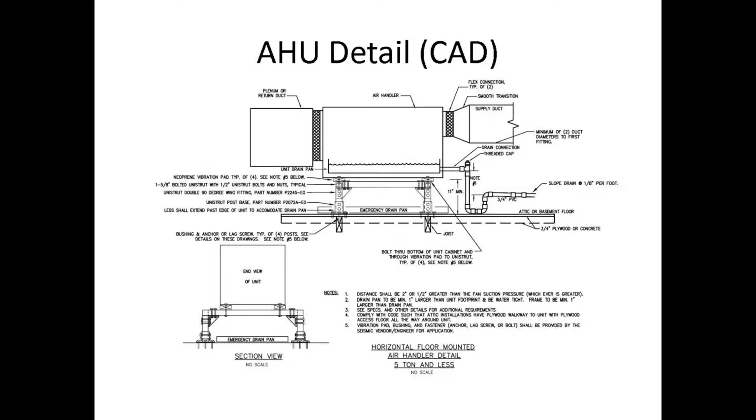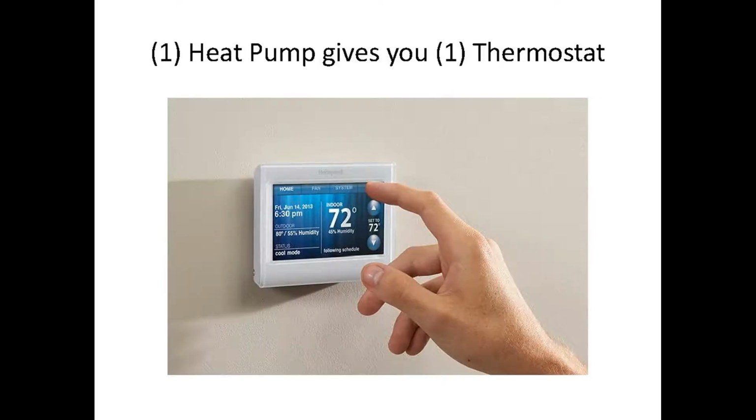Okay, next slide. Okay, that's a thermostat. One heat pump gives you one thermostat. I want you to remember that. So if your house has one air conditioner, it's going to have one thermostat, generally speaking. And if it's two-story, do you put the thermostat upstairs or do you put it downstairs?